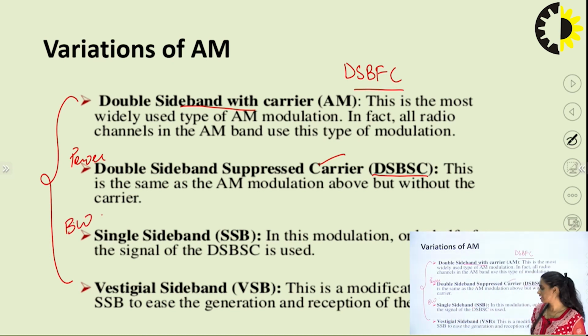Another variation of AM is called vestigial sideband, VSB. This is for easier implementation of my filters. When I do SSB transmission, there comes some filter limitation which we will be talking about in detail. So vestigial sideband is for better, practical designing. So for power conservation we go to this, for bandwidth conservation we go to this.